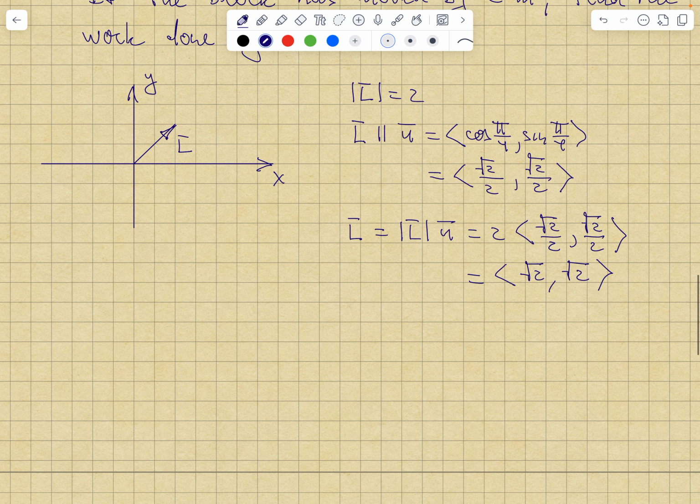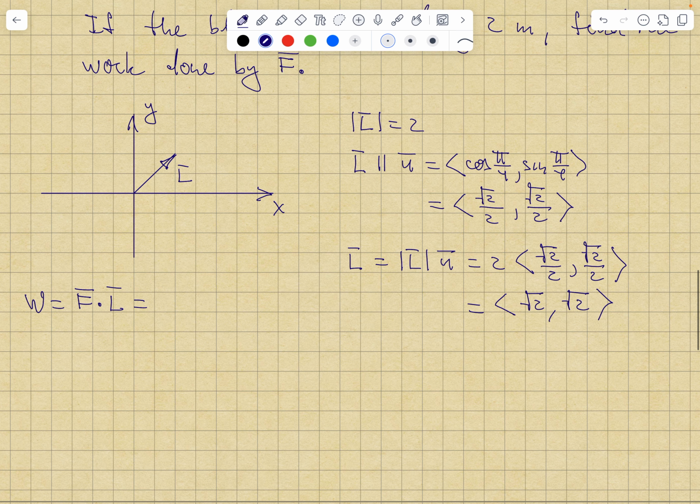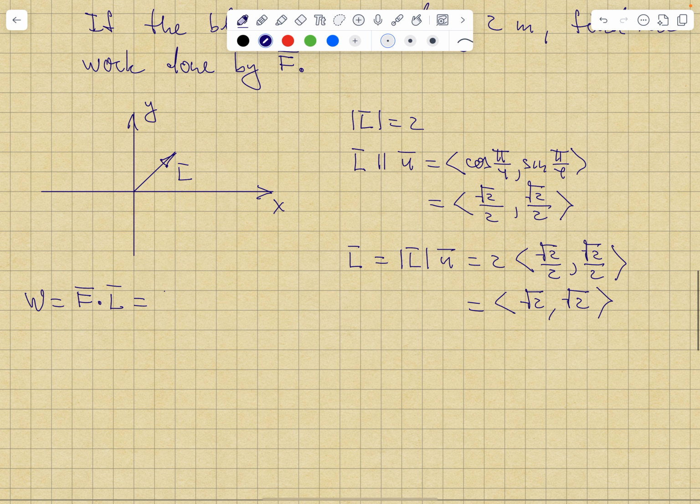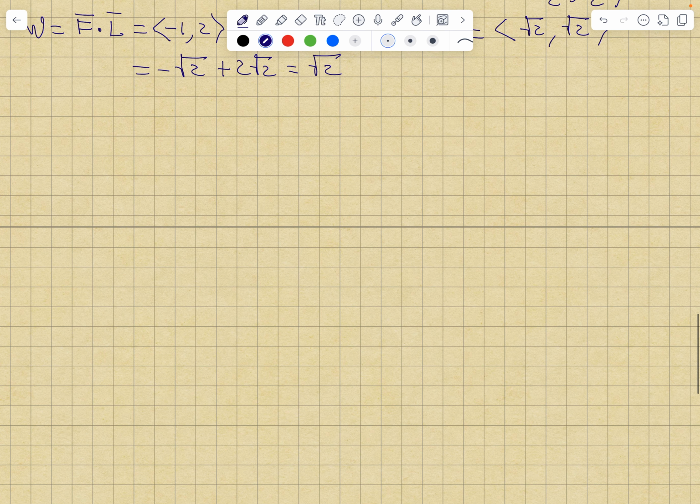And so now work is going to be F dot L. F was minus 1, 2. And you're taking a dot product with radical of 2, radical of 2, which is minus square root of 2 plus 2 square root of 2, which is square root of 2. So that's our work. Okay.